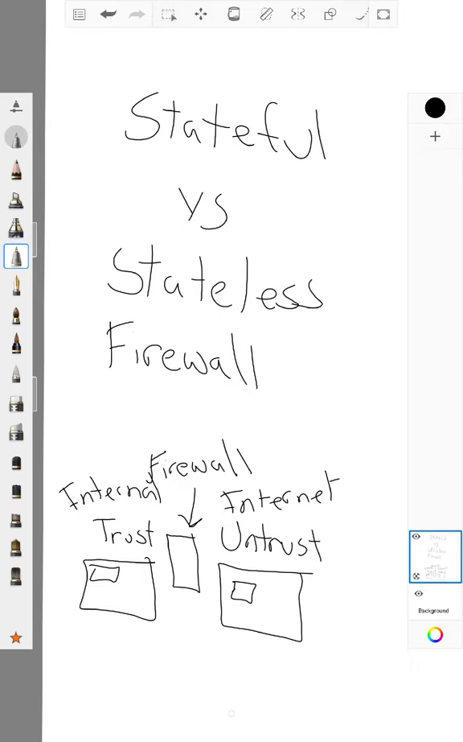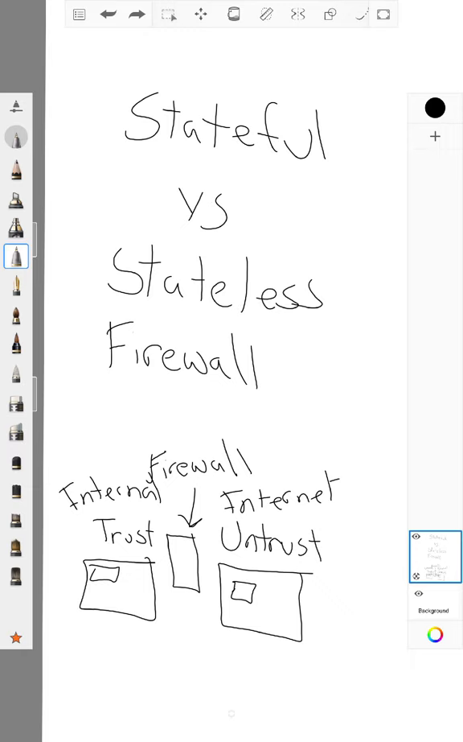And so typically for stateful firewalls, if something is allowed from your trust zone to the internet or untrust zone, then usually that traffic will be allowed back. However, in the case of stateless firewalls or unstateful firewalls or ACLs, this is typically not the case.